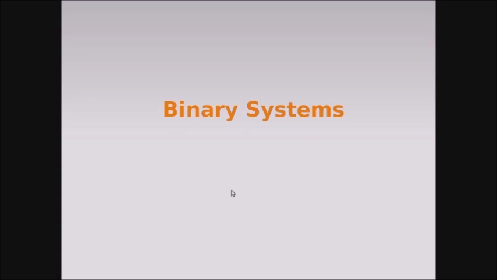So good morning. Today we'll discuss digital logic design. First unit, obviously the first unit of digital logic design, that is binary systems. So in this unit, we are going to cover topics like number systems, conversions, signed binary representation and binary codes. So initially we'll see what is a number system.